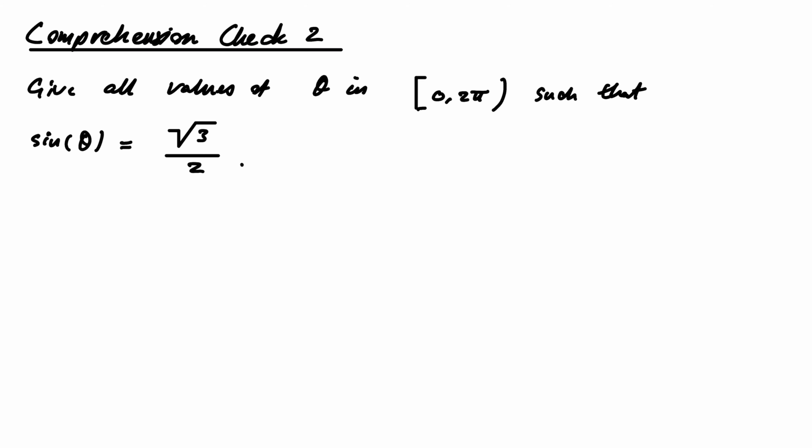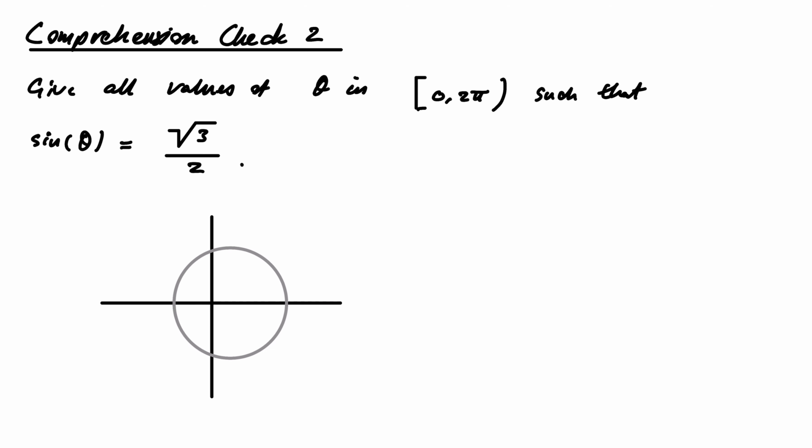So let's find all values of theta in this interval such that sine of theta is equal to root 3 over 2. Now let's draw a unit circle so we can wrap our heads around this before we do anything. So we've got our unit circle here, and all standard stuff. And we're looking for positions where sine of theta is root 3 over 2.